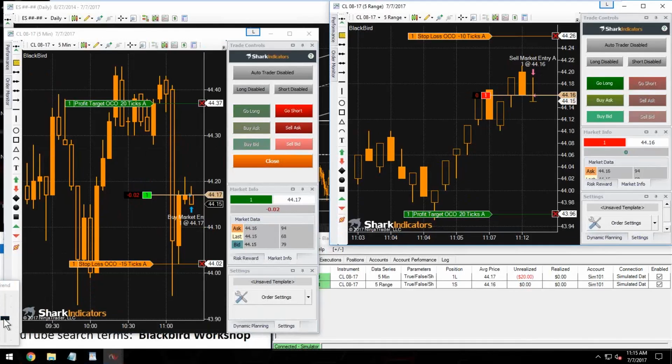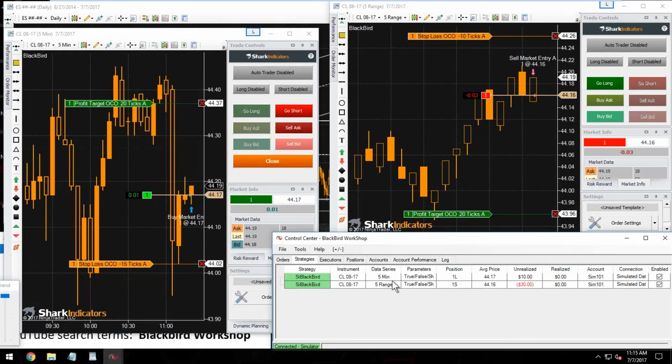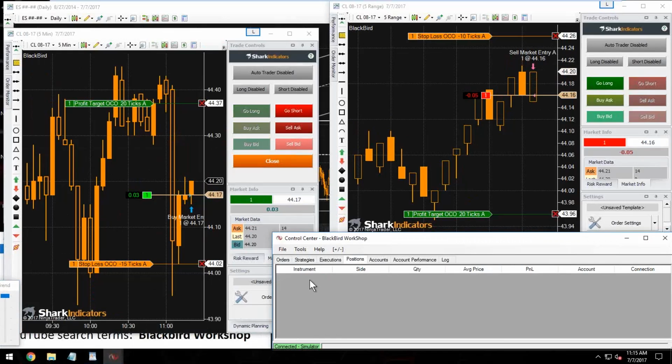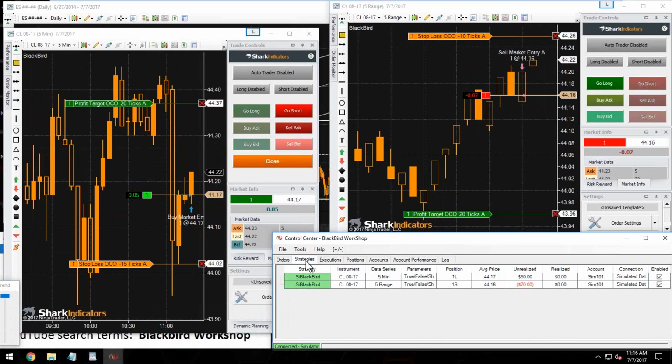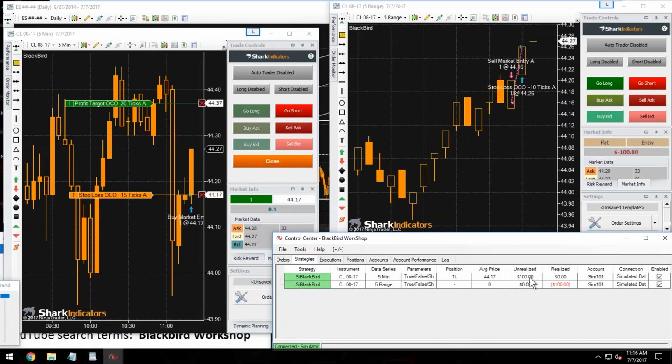And so I'll move the market up. So, right, one contract long, one contract short. So our position is flat, right? Position's flat. And if we look at the strategies, Ninja's going to calculate what our profit and loss is per strategy separately, right? So one's going to be losing and one's going to be making money.